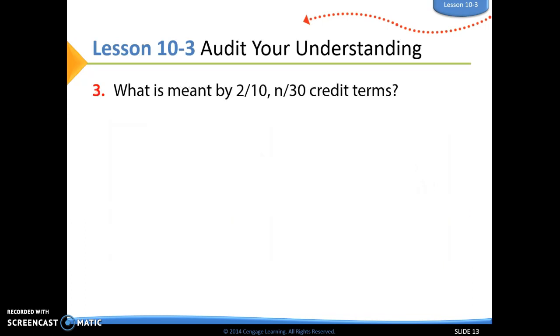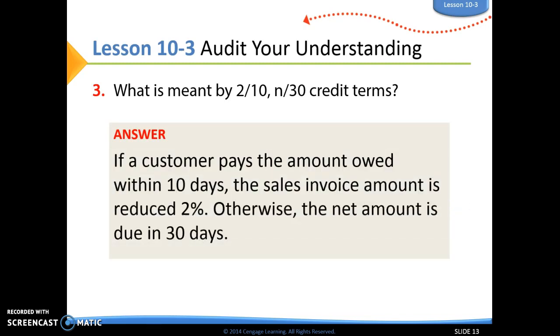Number 3, what is meant by 2/10, n/30 credit terms? So 2/10 means if a customer pays the amount that's owed within 10 days, we would give a 2% discount on that sales invoice. The n/30 then means that the net amount, the full amount, is due within 30 days. Okay, so we're just giving the customers an incentive to pay us. We want our cash earlier. So we're saying, okay, we'll give you a 2% discount if you pay us in those 10 days. But if you don't, the full amount is due within 30 days.